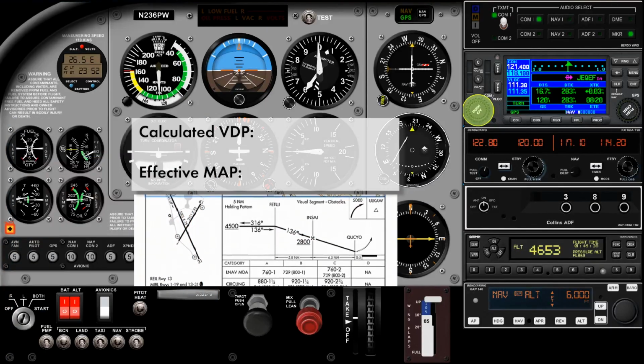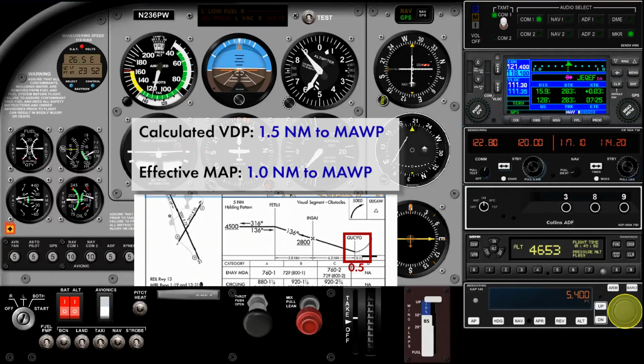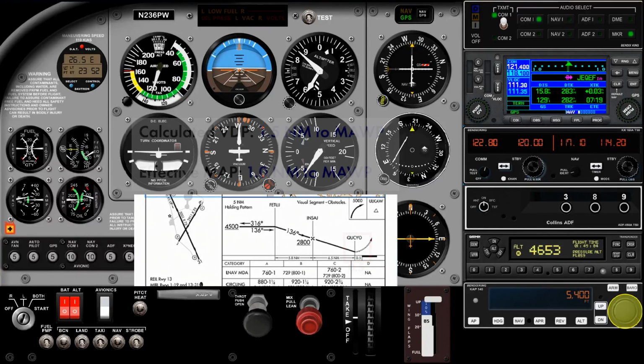Our makeshift visual descent point here is going to be at 2 miles from the runway. That's the point where ideally we would start our descent. And our effective missed approach point will be at 1.5. If we pass 1.5 miles from the runway, I'm going to commit to doing a missed approach rather than trying to make a steep descent. So our actual missed approach waypoint is 0.5 from the runway, so that puts our VDP 1.5 miles from that, and our practical missed approach point at 1 mile from that.